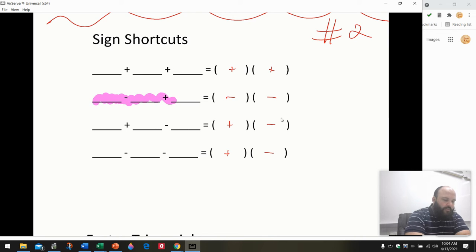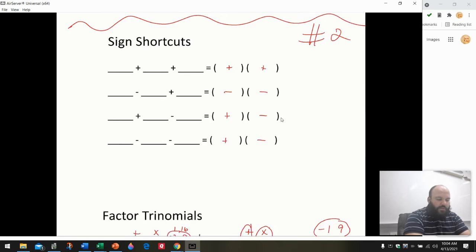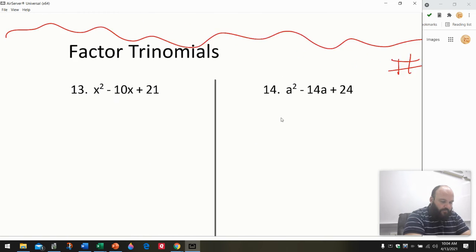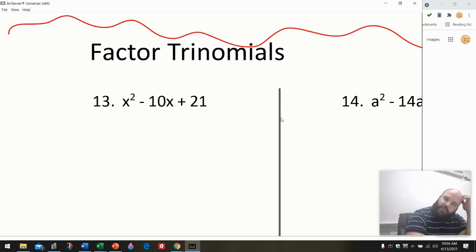What do you do if the middle coefficient is a negative and the last coefficient is positive? I'm going to show you a few examples of that right now. Looking at this first quadratic trinomial, we start just like every other one: we need two numbers that add to be negative 10, but they need to multiply to be positive. So this is where it gets a little tricky.